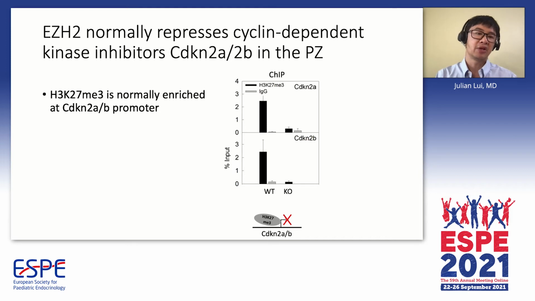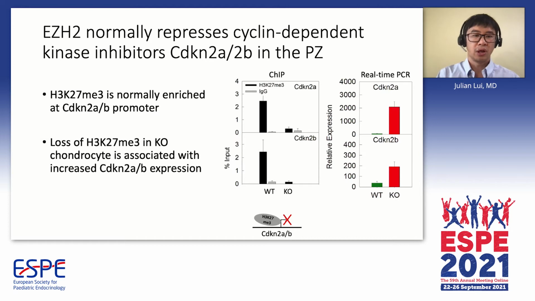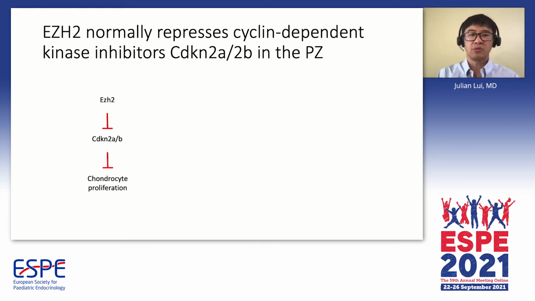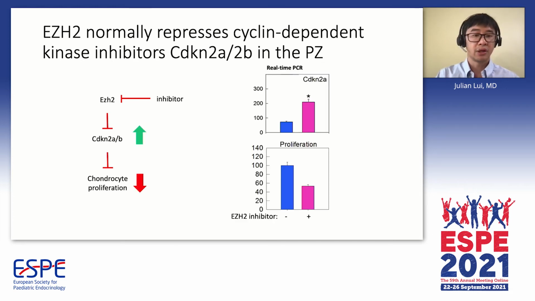We found that H3K27 trimethylation, this repressive chromatin mark, is normally enriched at the CDKN2A and B promoter. And the loss of this mark in the knockout chondrocyte is associated with an increase of gene expression. We then confirm that this effect is mediated through EZH2 because when we use an inhibitor to block EZH2 activity, we found an upregulation of CDKN2A and B expression, which is associated with a decrease of chondrocyte proliferation.